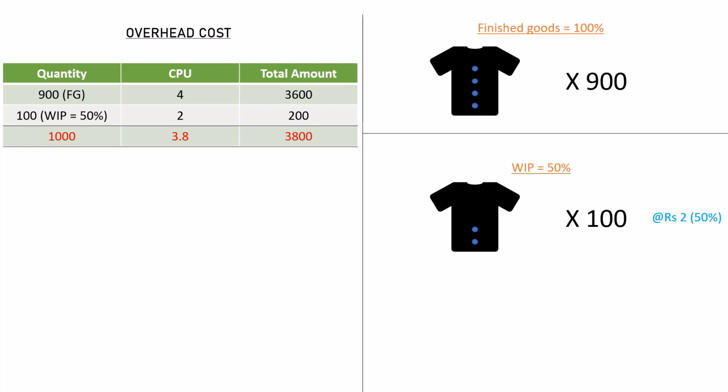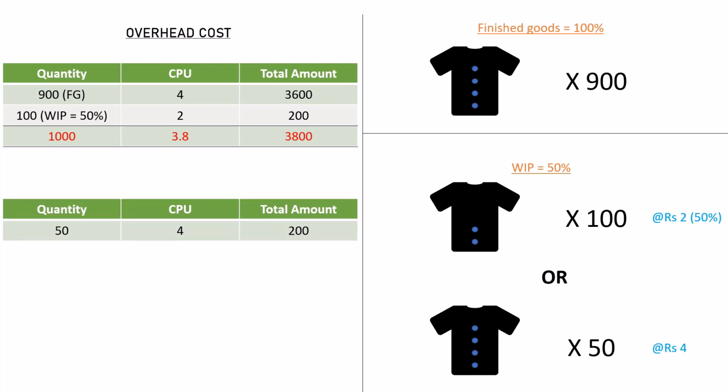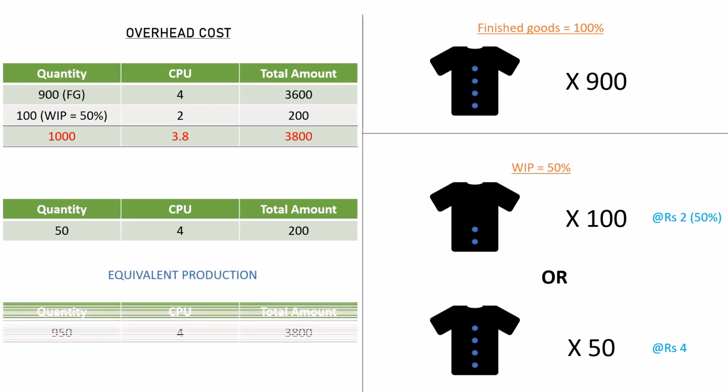To find equivalent production, we know that instead of attaching 2 buttons to 100 shirts, I can rather attach 4 buttons to 50 shirts. 2 into 100 is 200 and 4 into 50 is 200. So the number of buttons attached is the same, and so is the work done. So we can say that we have 950 complete shirts and 950 is our equivalent production. Cost per unit is 4 rupees and total amount is 3,800.